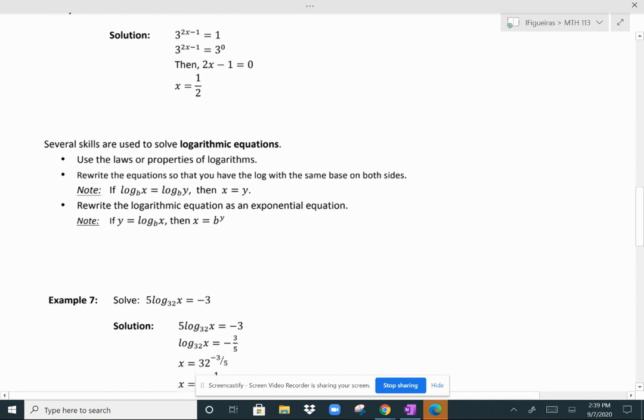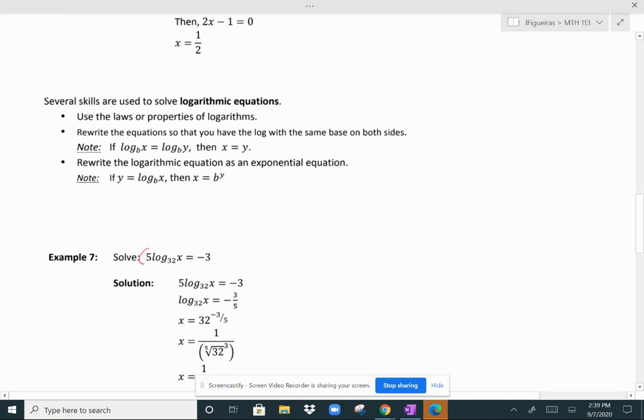All right, so let's start with this example. Here I have 5 log base 32 of x equal to negative 3. I don't have logarithms on both sides, so that isn't going to help. But I can rewrite my logarithm as an exponential expression, but first I have to divide by 5. I need to have the logarithm all by itself on the left side. So that's what I did. I divided by 5, and so I get log base 32 of x equals negative 3/5.